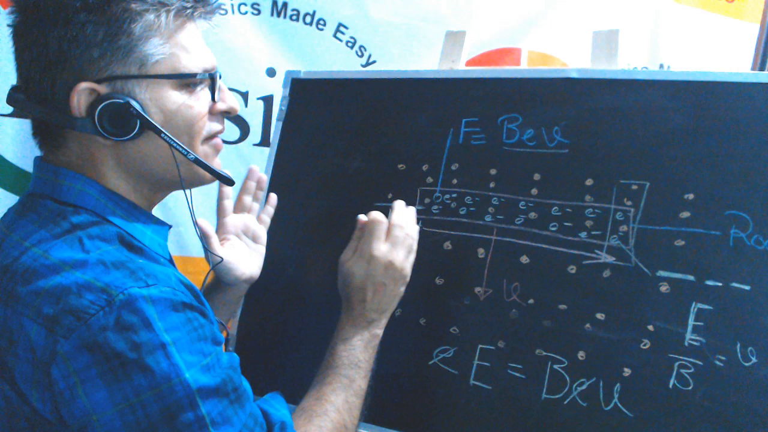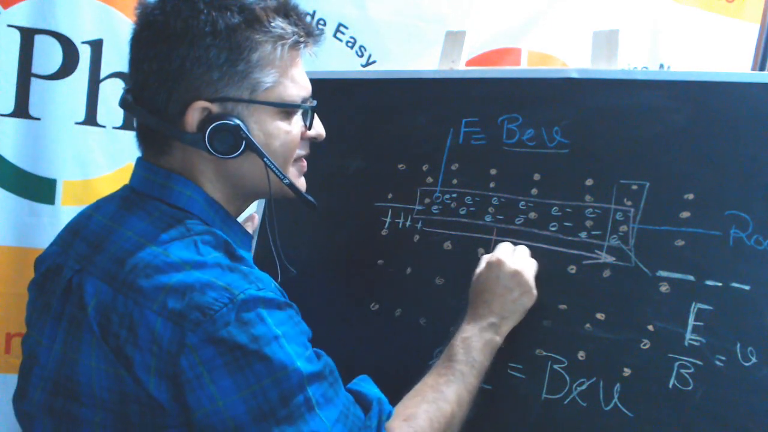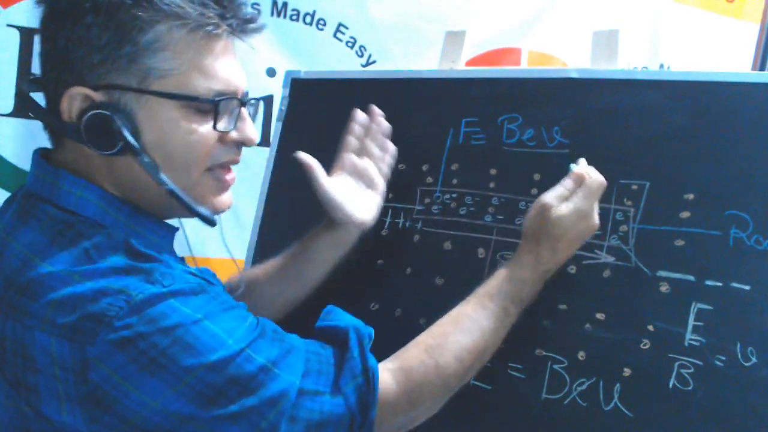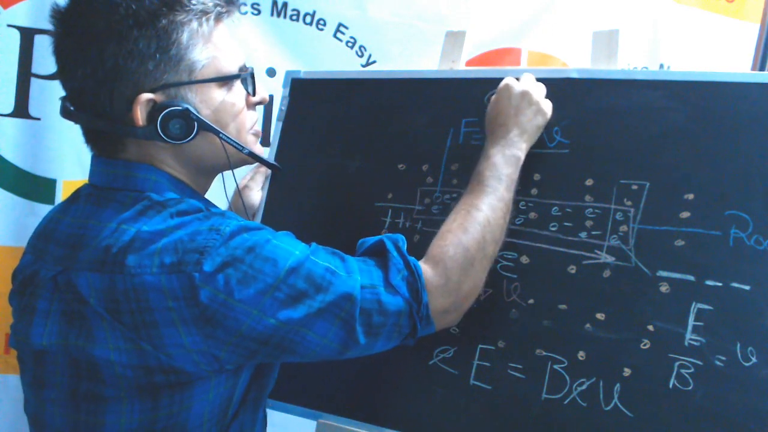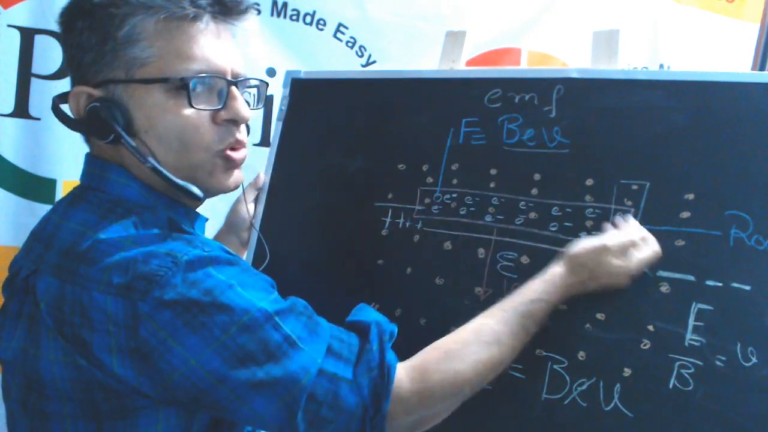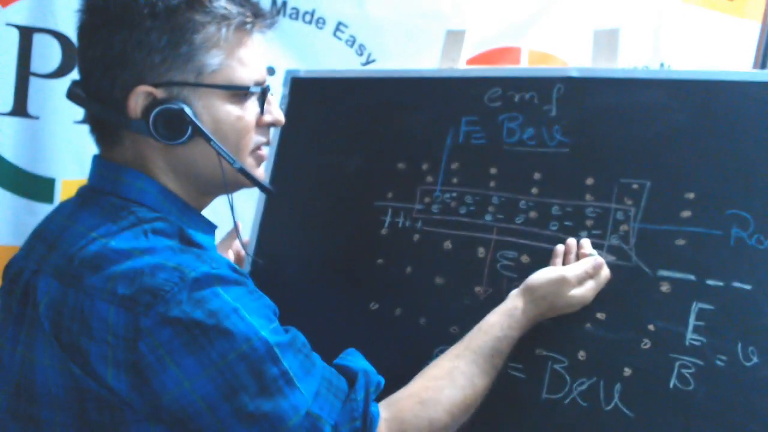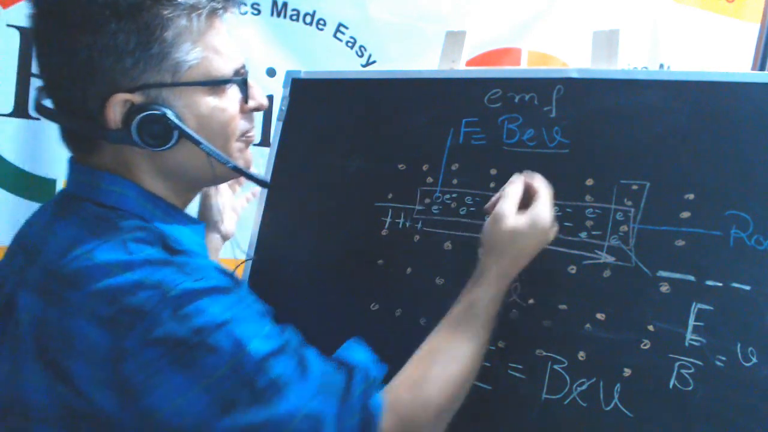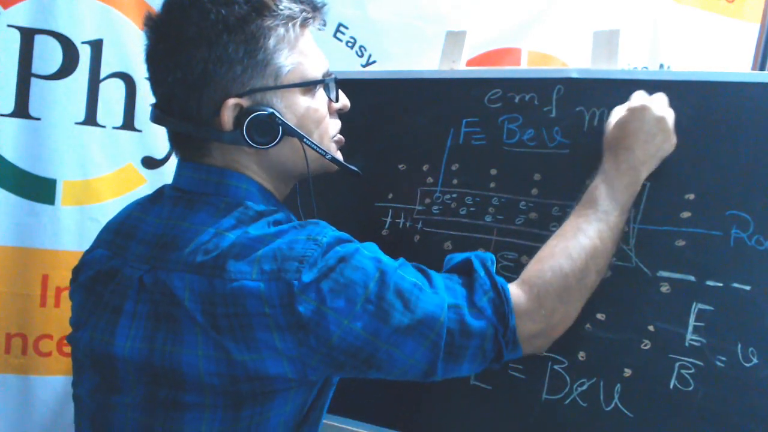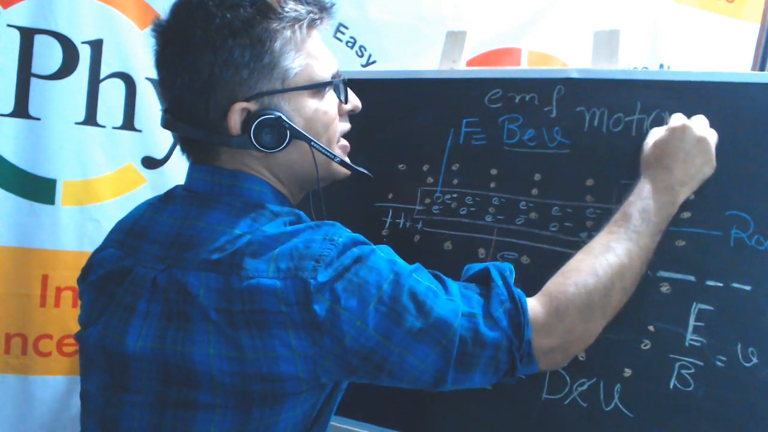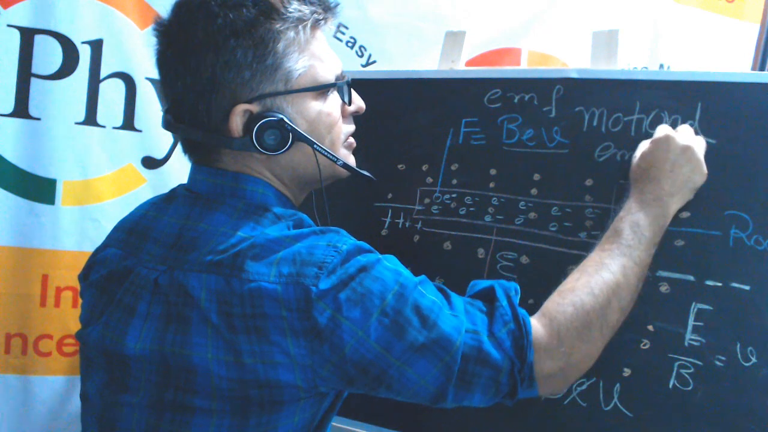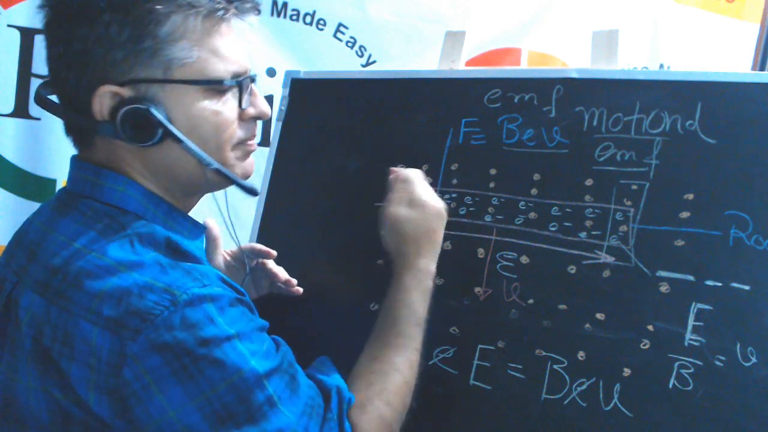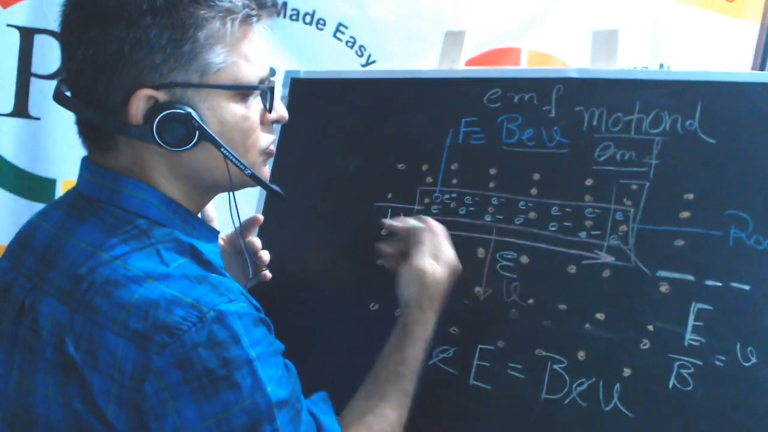And now what you have is the setting up of an electric field inside the rod. One side is positive and one side is negative. And therefore what you have is EMF, the electromotive force, across the two ends of the rod. So if you connect this rod to an external circuit, the current will flow. But this is an example of what is called the motional EMF, where a metallic rod moves inside a magnetic field which is perpendicular to the direction of velocity.